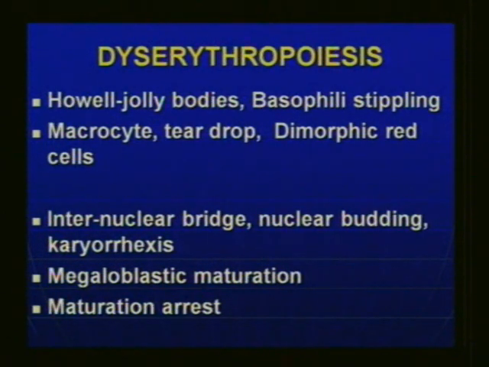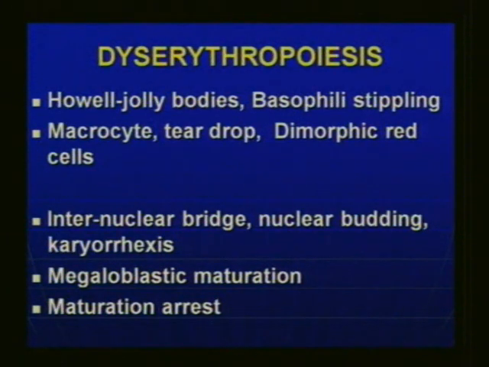You can demonstrate internuclear bridges, nuclear budding, and karyorrhexis, that is nuclear fragmentation. Budding means the unequal division of the nucleus, or there may be megaloblastic maturation of the erythroid component in the bone marrow which does not respond to B12 or folate, or there is a maturation arrest. Normally you expect the erythroid component to have an orderly maturation from the pro-erythroblast to intermediate erythroblast to late erythroblasts, whereas here there will be maturation arrest. At any stage the further maturation may not occur.